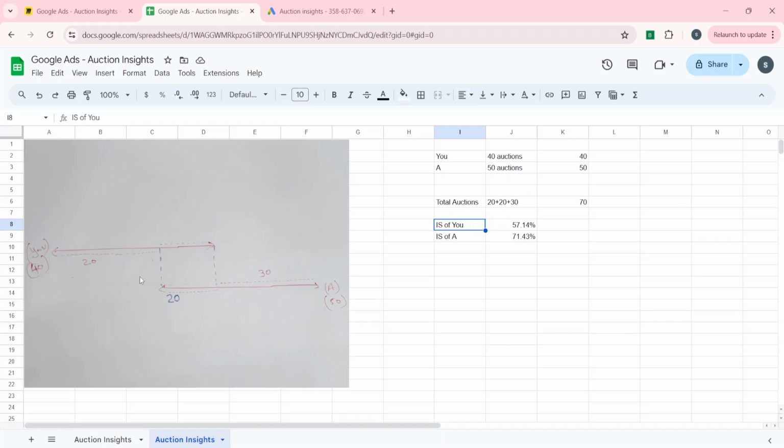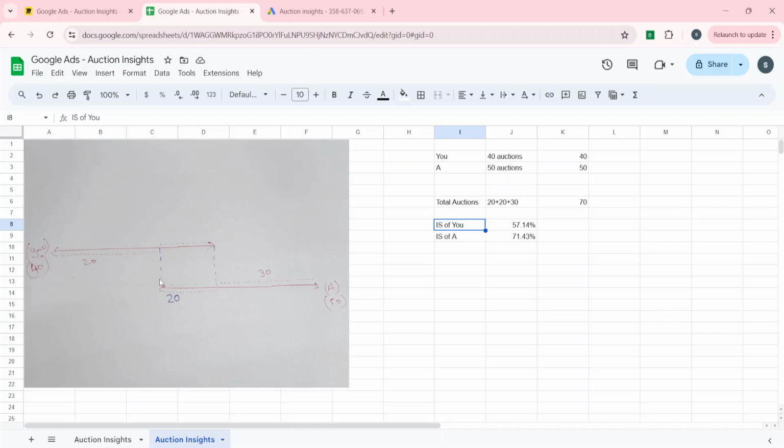Okay, so here we have 20 auctions where there is no competition, right? So here what happens, as there is no competition, your ad appears as it is. Okay, your ad will appear here also. For A, in the 30 auctions there is no competition, so his ad appears directly as there is no competition.